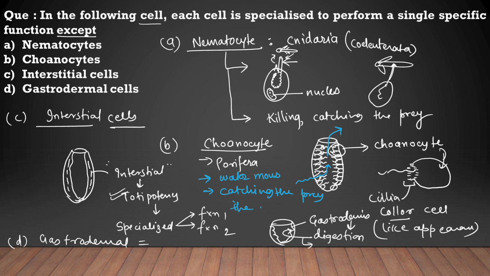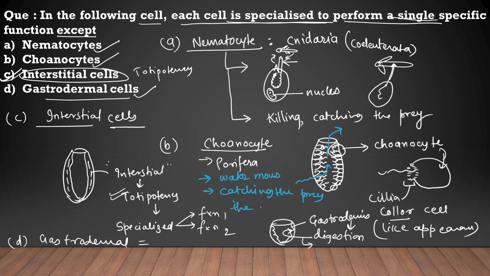So out of these 4 options, if you see, the nematocyte has a specific function, to catch the organism. Likewise the choanocyte has a specific function, to let the flow of water come inside. The interstitial cell does not have a specific function because it has totipotency, and gastrodermal cells have the function of digestion. So the correct answer will be interstitial cell, because the question is asking which cell is not specialized to perform a single specific function.